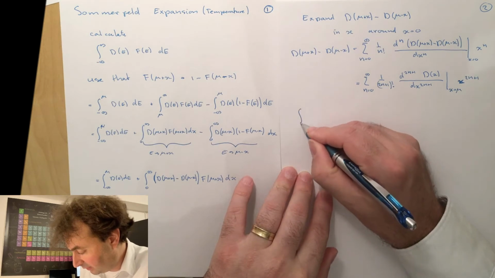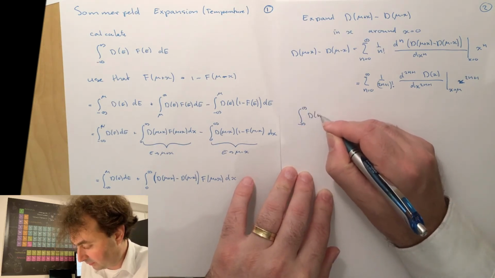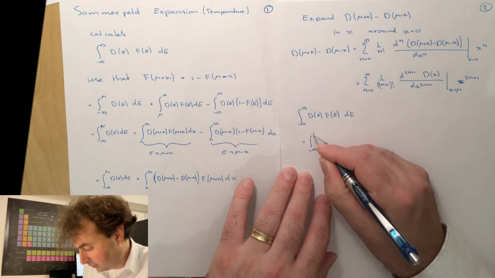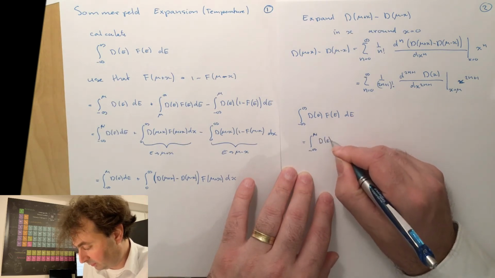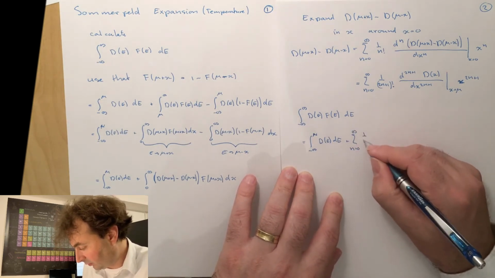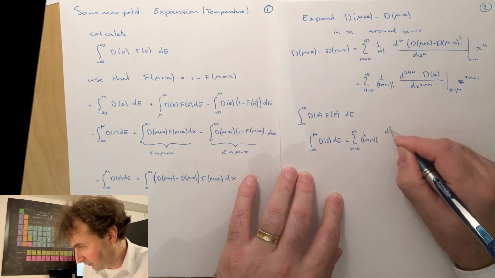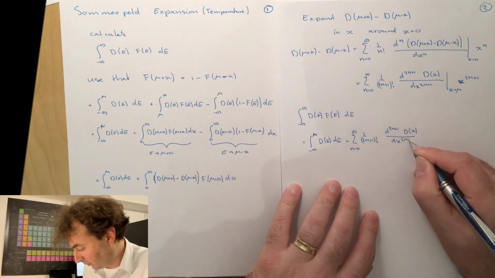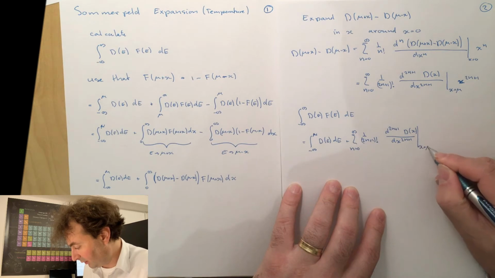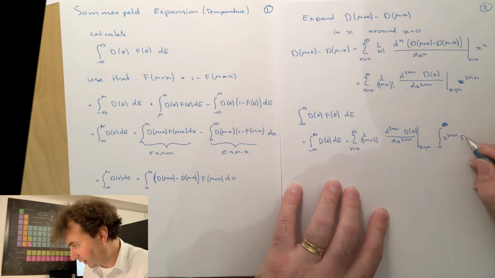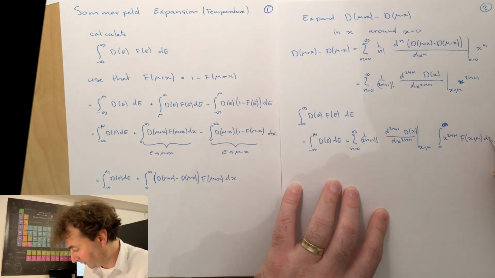So with that, we find that the integral that we wanted to evaluate, of the densities of states times the Fermi function, is equal to an integral up to the chemical potential of the densities of states plus a series 1 over (2n plus 1) factorial, and then the (2n plus 1)th derivative of the densities of states evaluated at the chemical potential, times an integral from 0 up to infinity of x to the power 2n plus 1 times the Fermi function of x plus the chemical potential, dx.